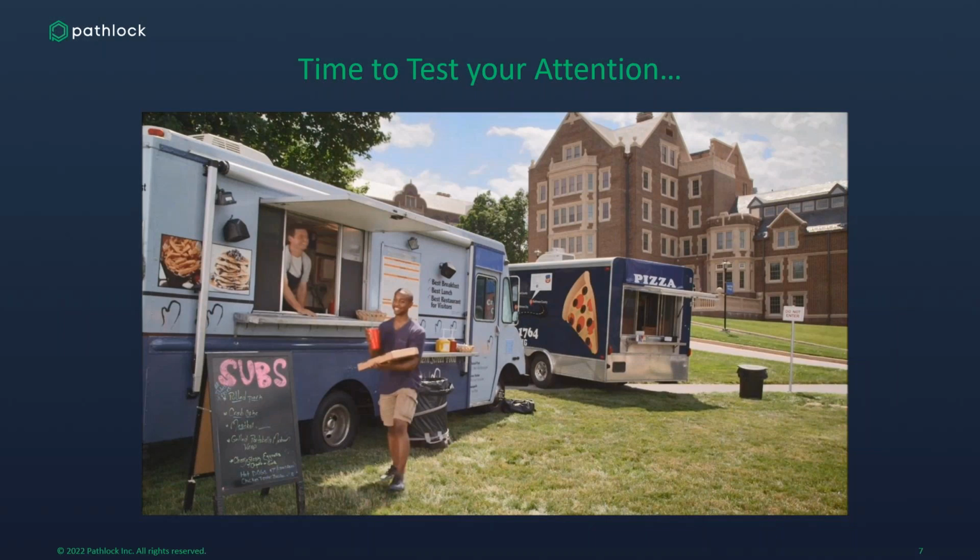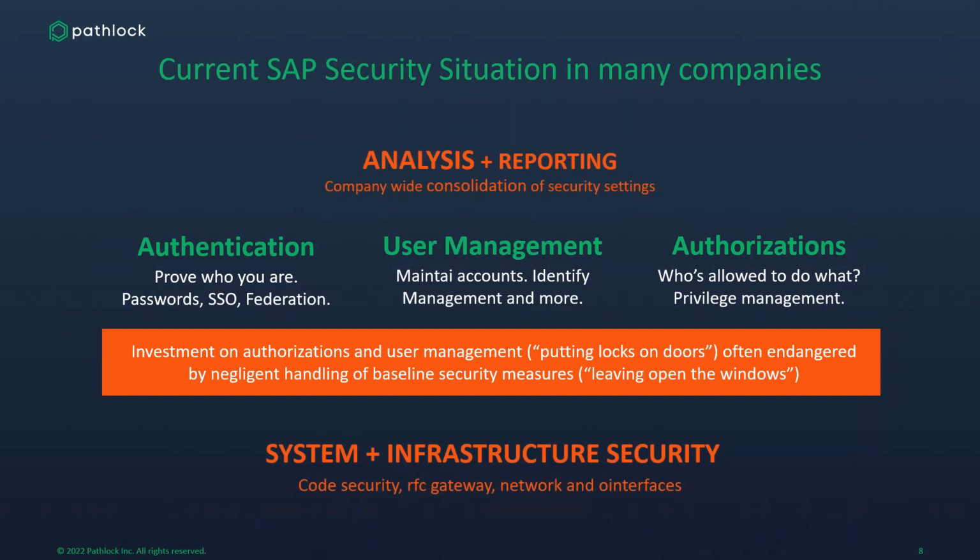SAP systems are complex. So we do not only have subs, but we have IT general controls, we have patching, we have OSS notes, we have users, access, networks, connections, a lot of stuff to look at and to control. The current security situation in many companies is as follows. Most activity is still performed in the area of user authentication, user provisioning, user management, authorization reviews, and SOD controls with focus on application level security.